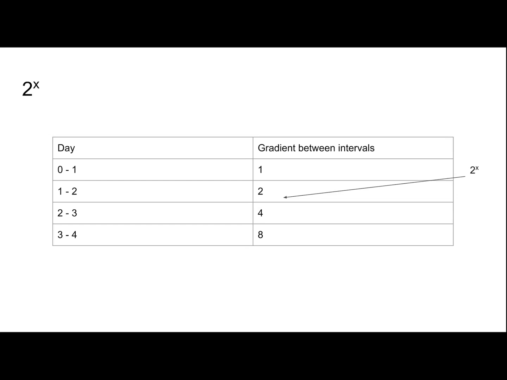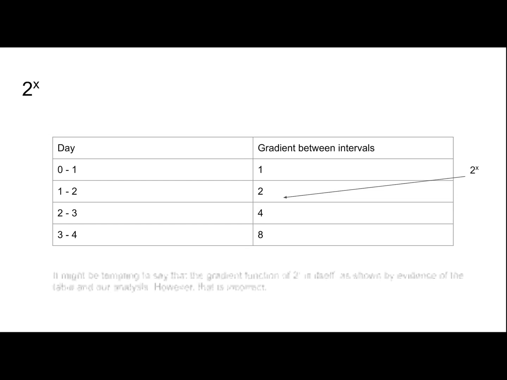So you're saying, oh, this is 2 to the power of x. Because this right hand side represents the gradient between intervals, then this right hand side is 2 to the power of x. So that must mean that the gradient function of 2 to the power of x must still be 2 to the power of x, right? It seems very intuitive. It seems very obvious. It's sitting right here in front of us, right? 1, 2, 4, 8. It's increasing. It's doubling each day. It has to be 2 to the power of x, right?